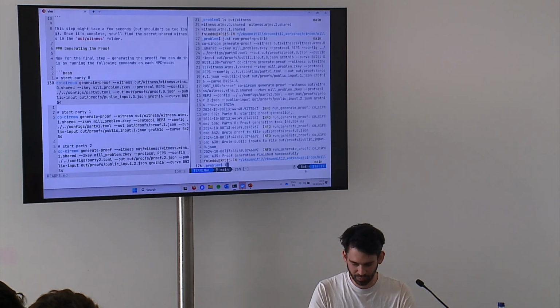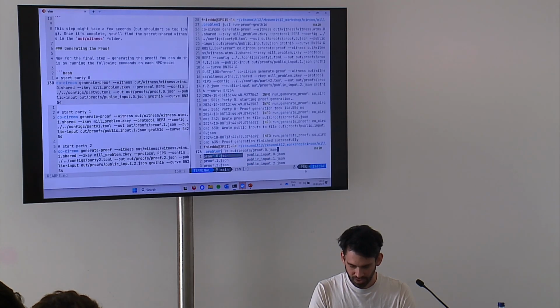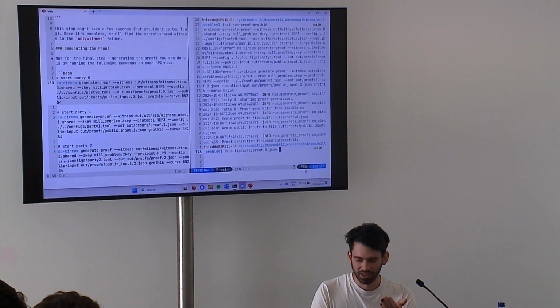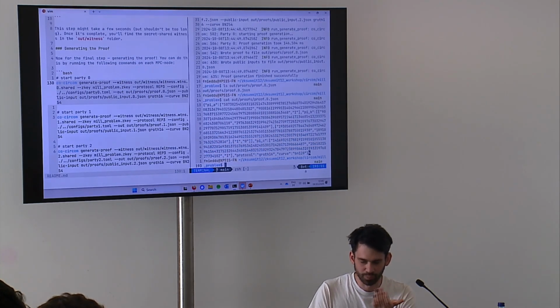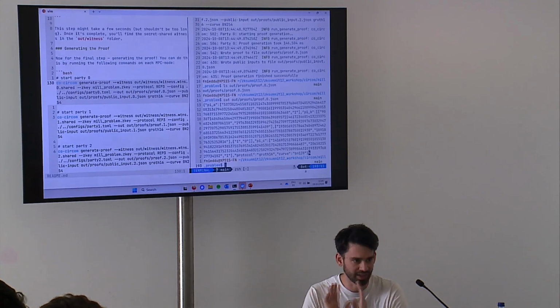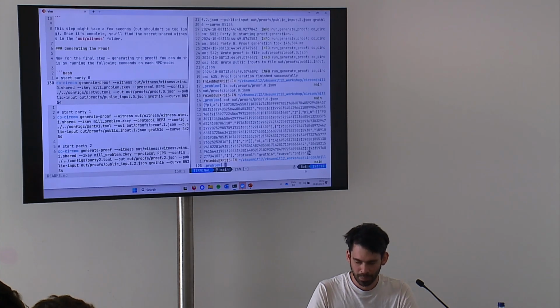We can also inspect the proof. There is the proof from party 0. They are all the same. We see it's just some basic JSON file. It's not very nicely formatted, really, but it's just the same JSON file you would get if you had done it on a local machine.